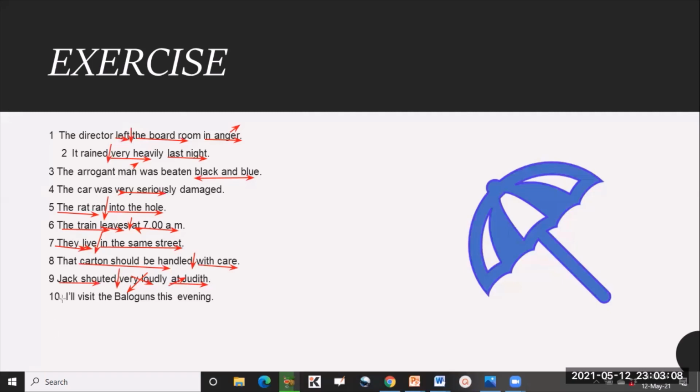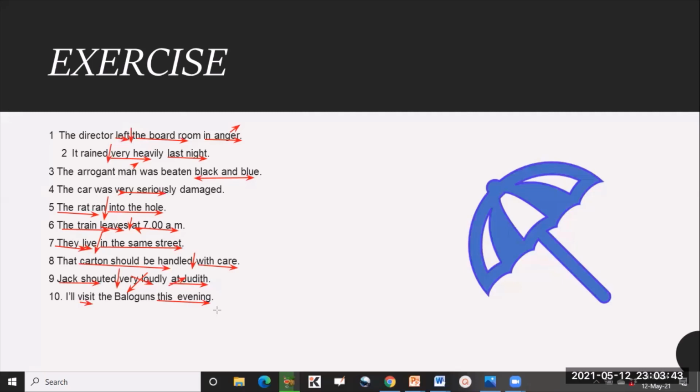Then the last question, question number 10: I will visit the Baloguns this evening. Here we don't have a prepositional phrase, but we have a noun phrase that is functioning as an adverb. How do we know? If we say "I will visit," then someone will ask, when are you going to visit? So it is all about the verb "visit." When is the visit taking place?